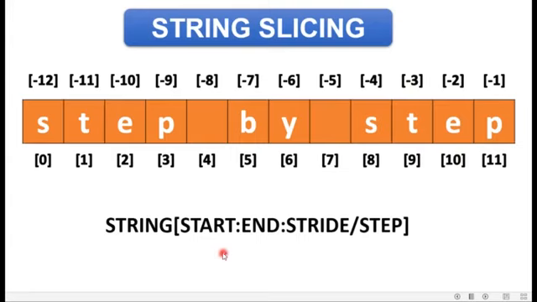So here is the syntax. String is the name of the string from which I want to extract the substring. Then there are square brackets, and inside the square brackets there are three values. My substring slicing will depend upon these three values. Let's understand them one by one. First is the start value. The start value indicates the starting position of the substring. That means from which character you want to slice your string.